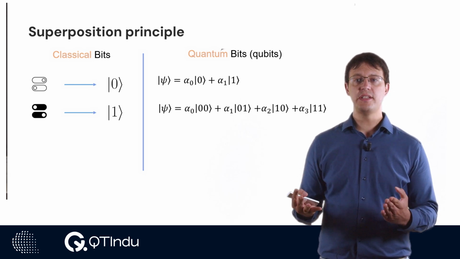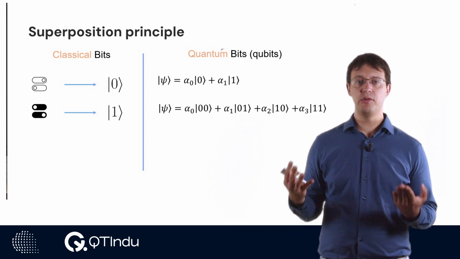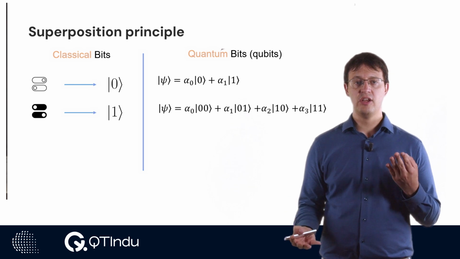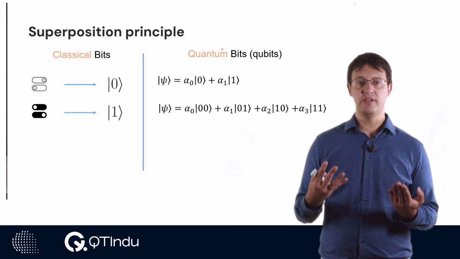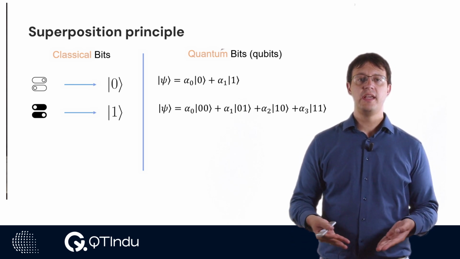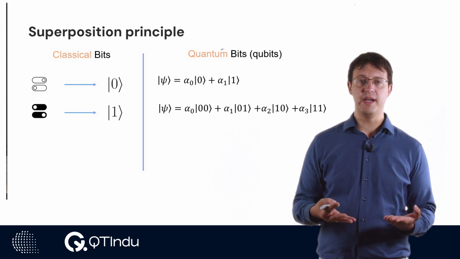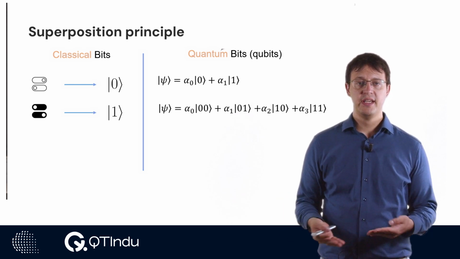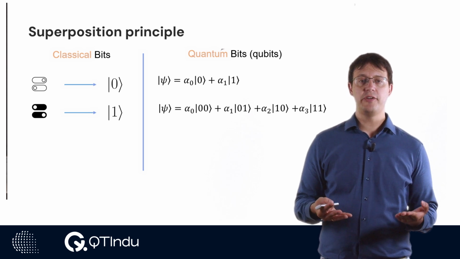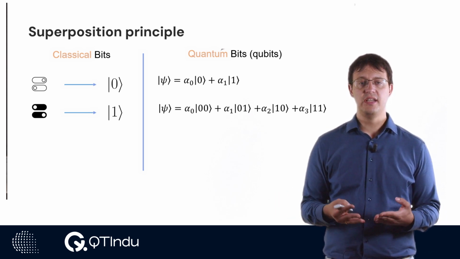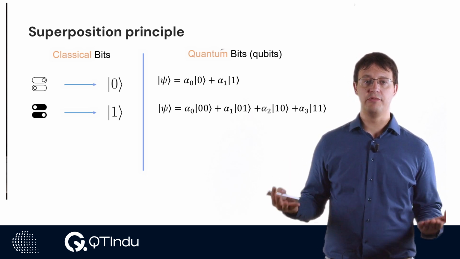A quantum bit is special. It can be in both states simultaneously, with an amplitude given by the parameter alpha 0 in one state and in the other state with an amplitude given by the parameter alpha 1. The absolute norm squared of these 2 parameters needs to be 1 in order to be a physical state.